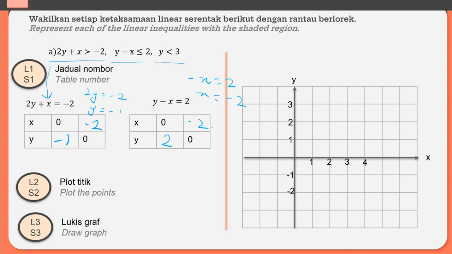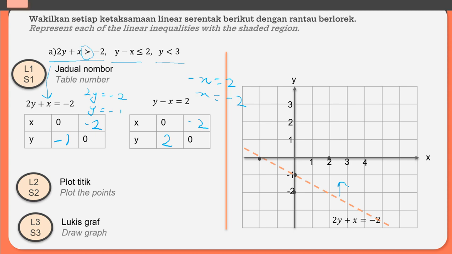Because you already know the points, plot the first inequality points. So here are the points, and then you need to draw the line. Why is it a dashed line? Because you have greater than only for the first inequality here. And then we have greater, so that means the arrow should be above the line here.